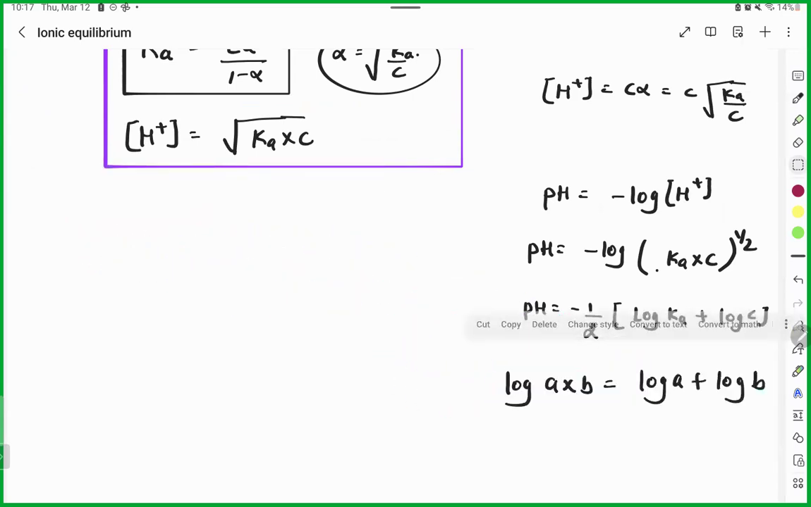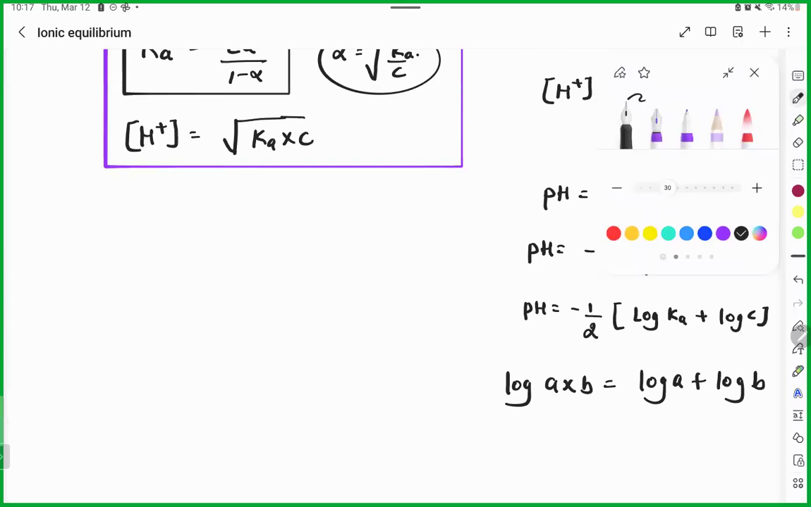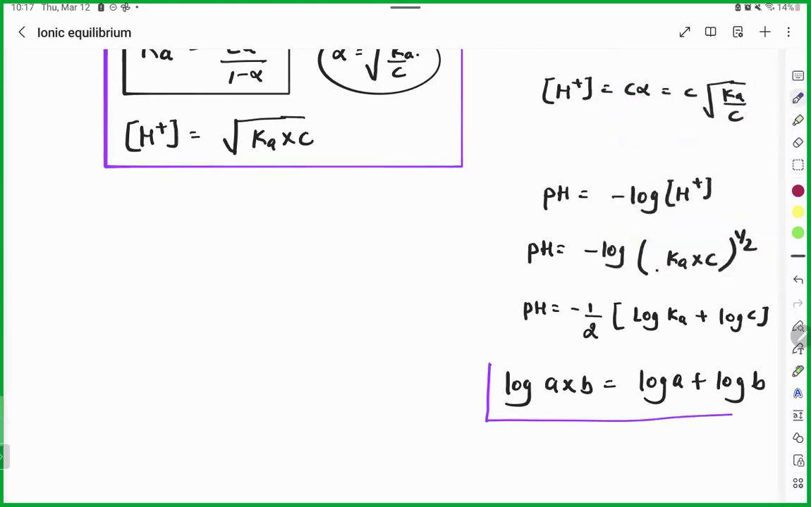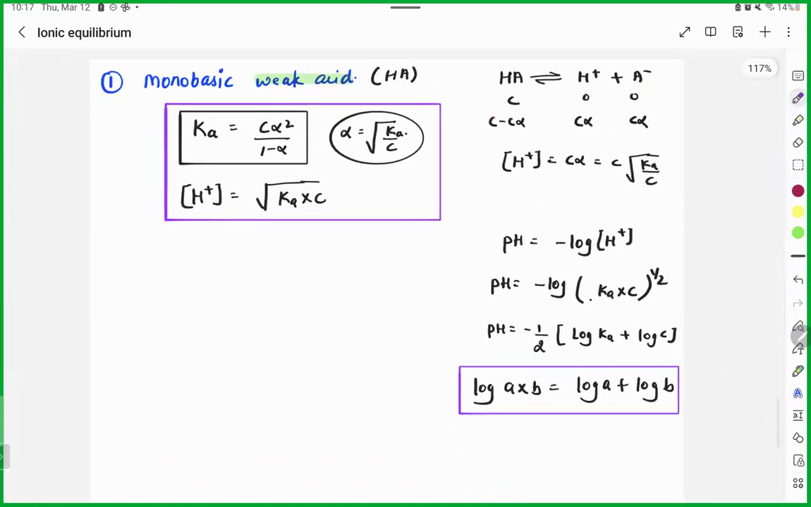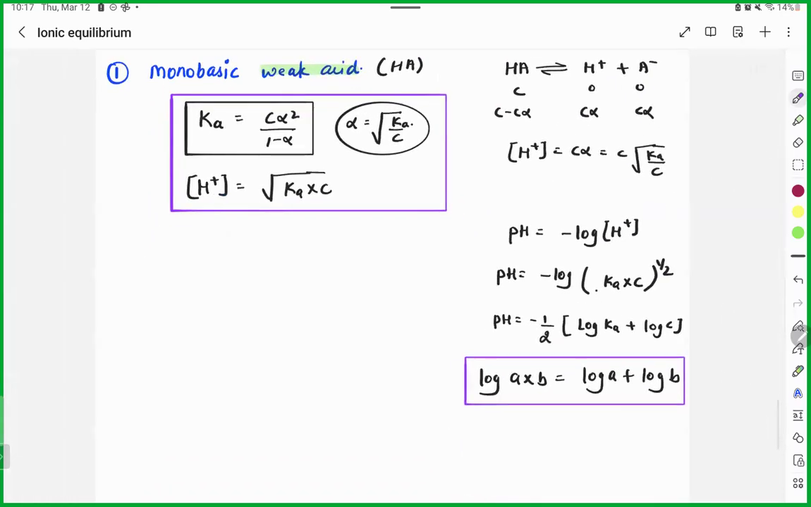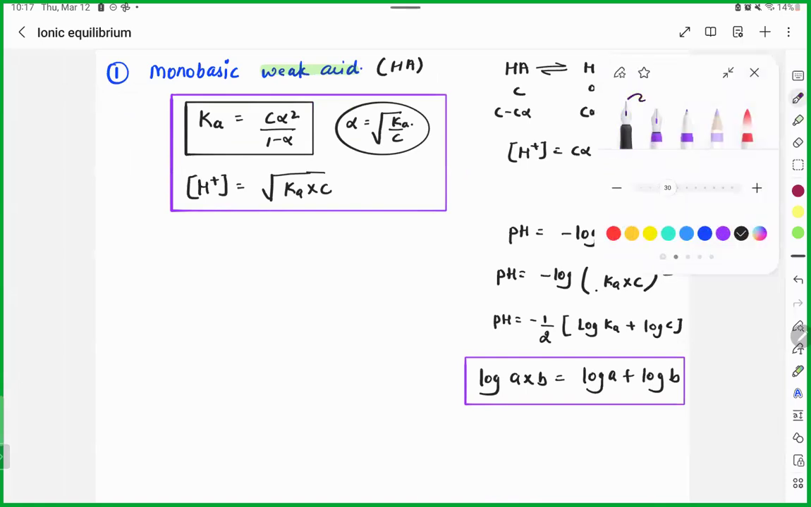So can you scroll up? So this is important. Okay. And if you do this, then I will write the same thing.